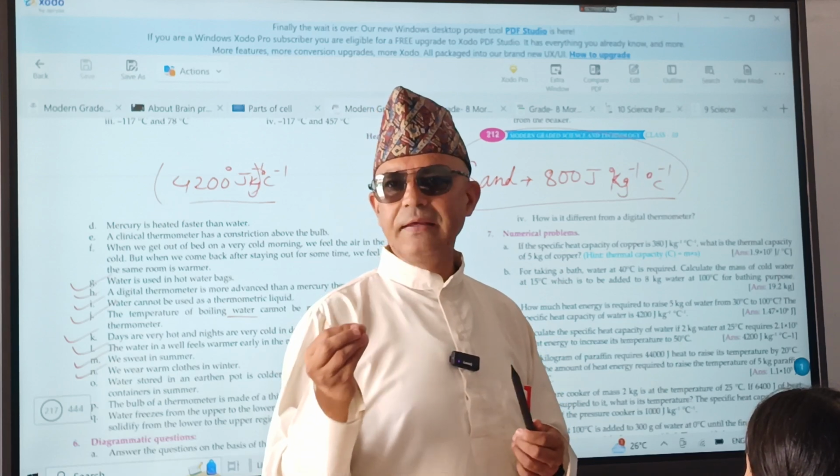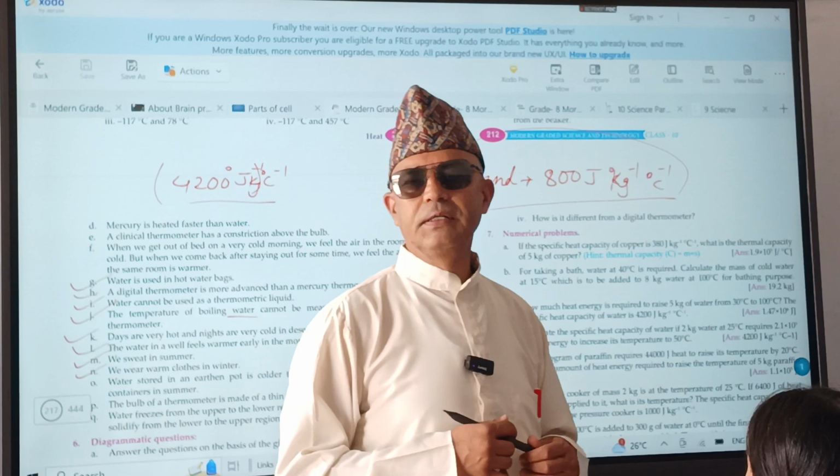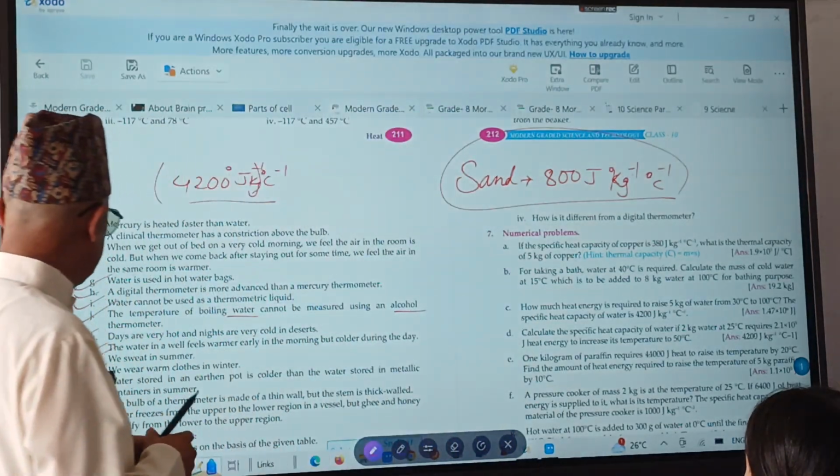It seems a bit light. It is quite light, but it traps more amount of heat. It does not allow the heat to move here and there.